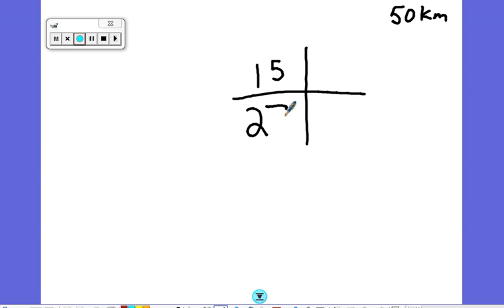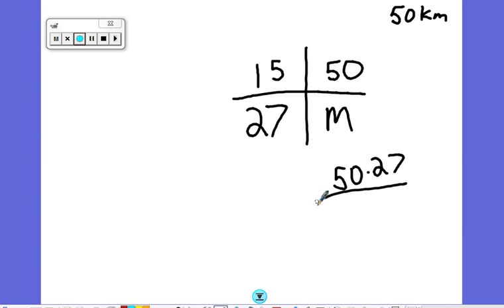All these problems you're going to get 3 pieces of information. So where's my 50 going to go? Top one, because that's kilometers. Here's minutes. So I'll just do M for minutes. Same thing. Do we have a proportion? Of course we do.